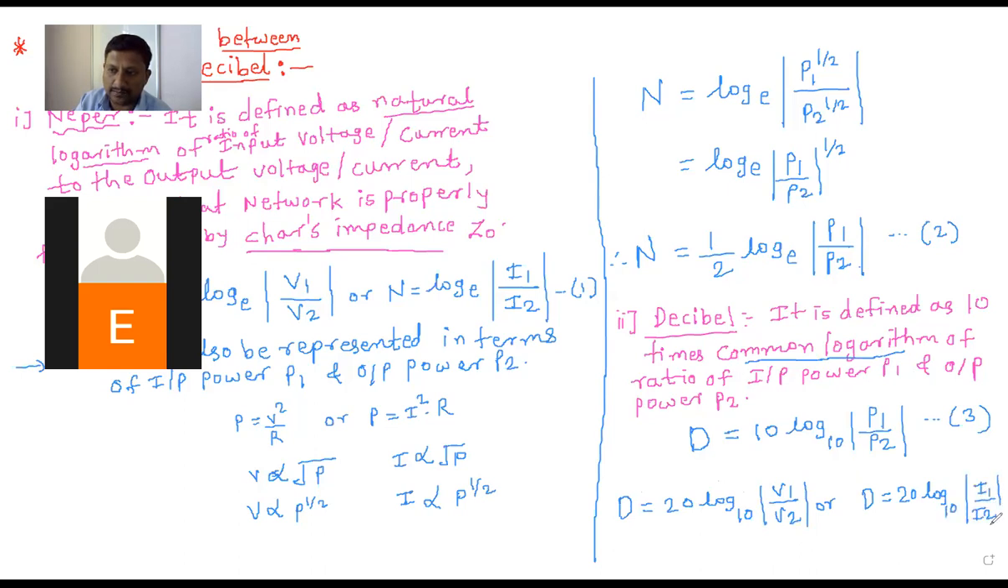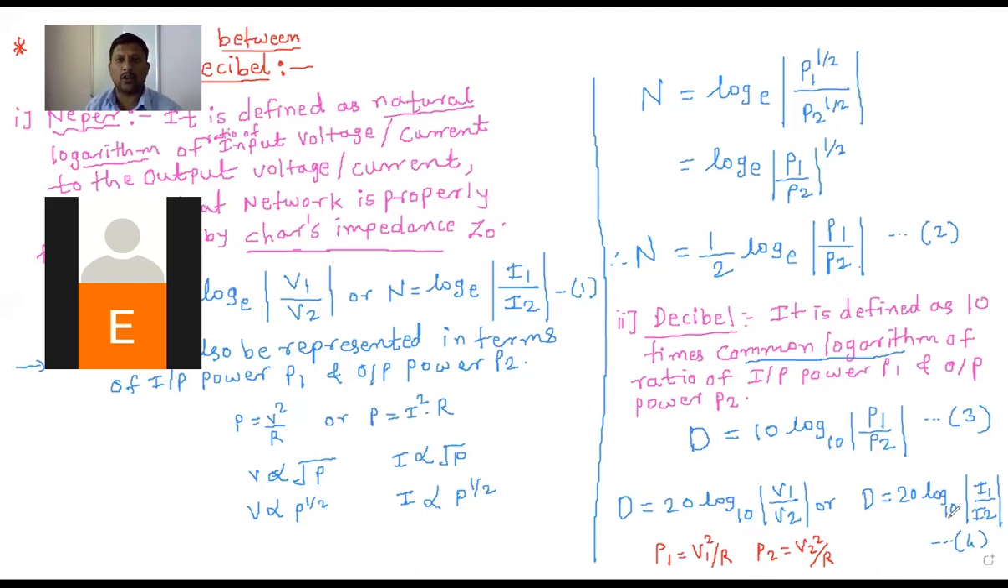Did you understand how this came? This is my equation number 4, and this is how it gets formed. For that I will write P1, you can replace by V1 square divided by R, and P2 is replaced by V2 square divided by R. Similarly you can do for current: P1 is replaced by I1 square into R, and P2 is equal to I2 square into R. If you put these values in equation number 3, you automatically get equation number 4.